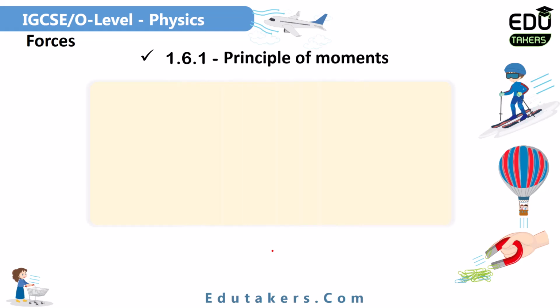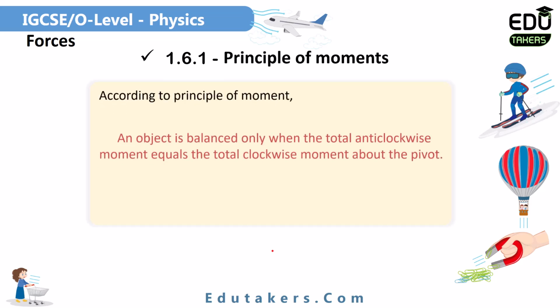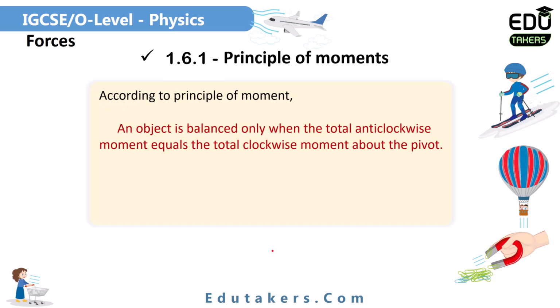Next, what is the principle of the moment? So first of all, we already discussed that there are two kinds of the moment, which means that the body can rotate in clockwise direction or it can rotate in anti-clockwise direction. According to the principle of the moment, the object is only balanced if the total clockwise moment is equal to the total anti-clockwise moment about the pivot.